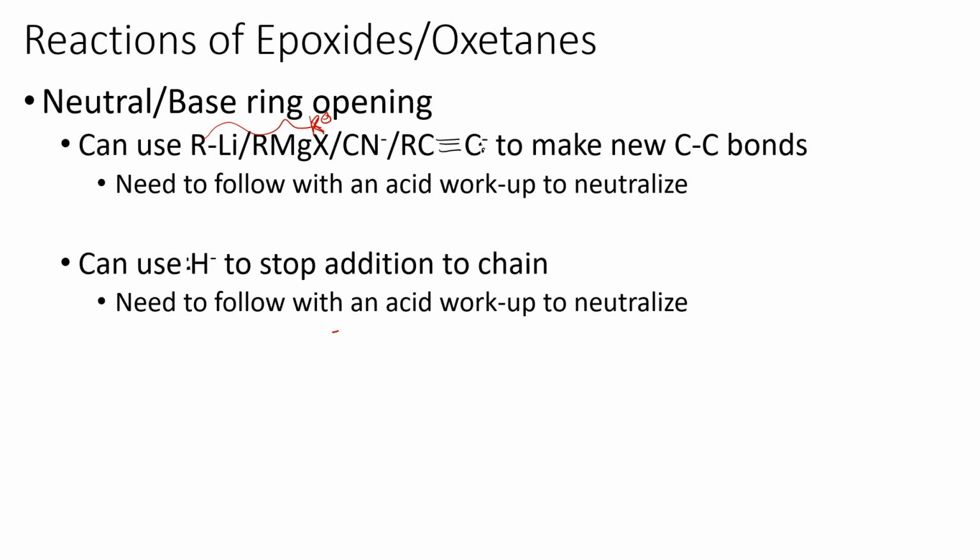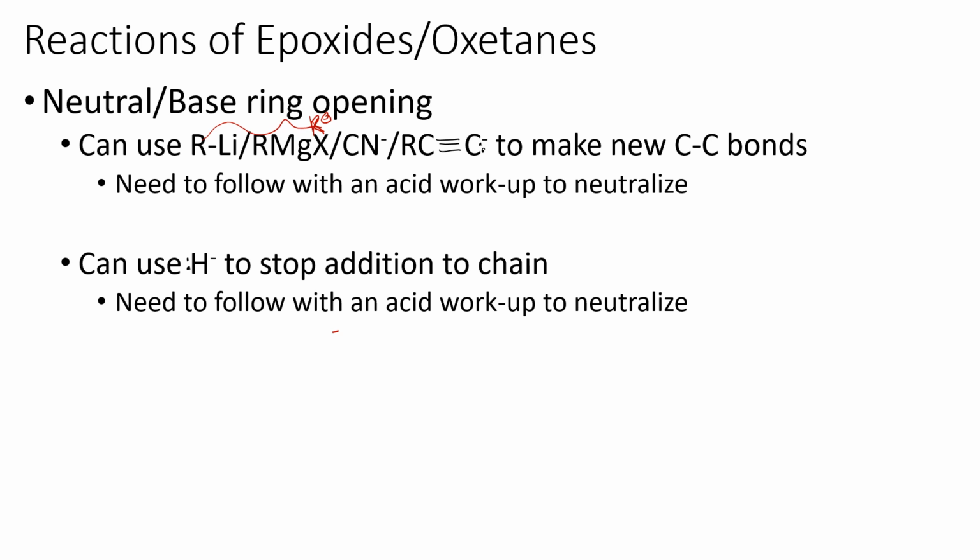this ring opening process. With all of these, having a protic solvent would not work under those conditions, so we would have to initially break the ring open, and then a secondary step would be to follow up with an acid to make sure we get out the neutral alcohol.